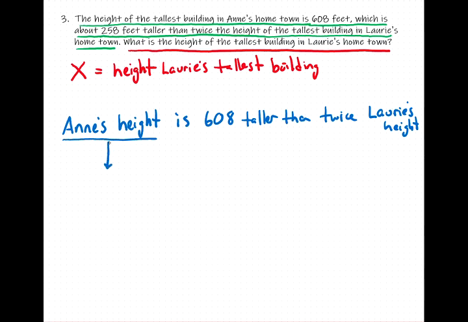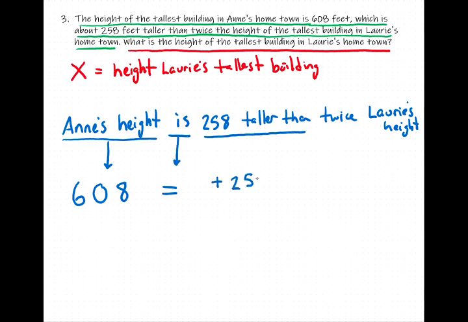Anne's height, or the height of the tallest building in Anne's hometown. That's given. That's a number. We know that number. We don't need a variable here. That's 608 feet. Oops, sorry. That was a mistake. I used the wrong number from the problem. It is 258 feet taller. I think I may have said that, but wrote 608. So 608 equals 258 feet taller than. That means 258 more than. And more than means addition. So that's plus 258. Twice Laurie's height, or twice the height of the tallest building in Laurie's hometown. And x is representing the height of the tallest building, so twice the height would be 2x.